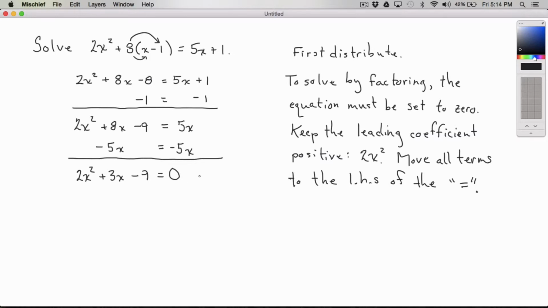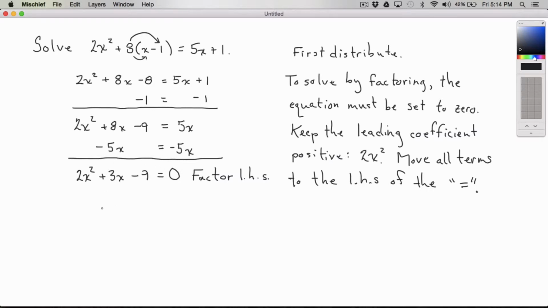Now we can factor the left-hand side of the equation. So that's what we're going to do next. Factor the left-hand side. Notice that we didn't factor earlier in the problem. Do not factor until one side of the equation is equal to 0.